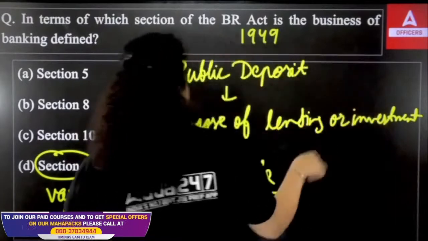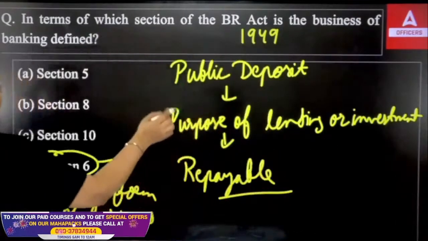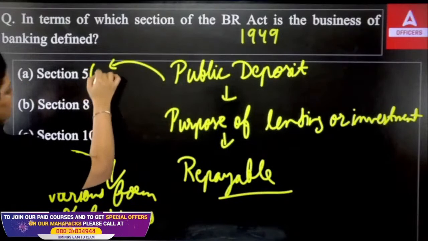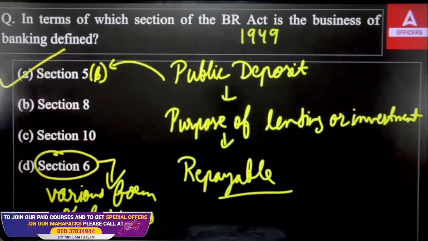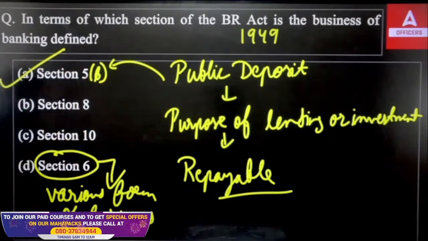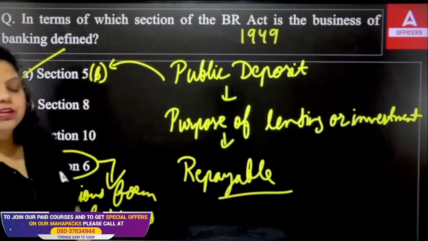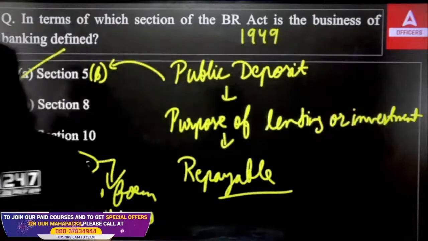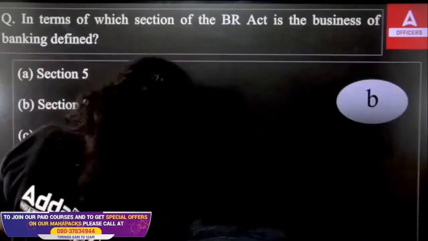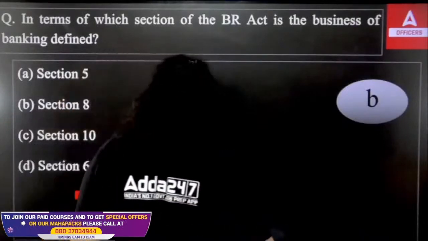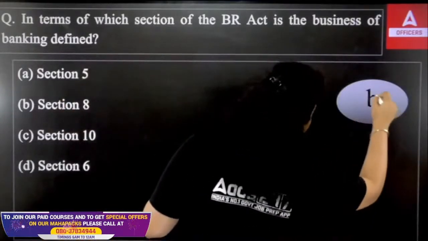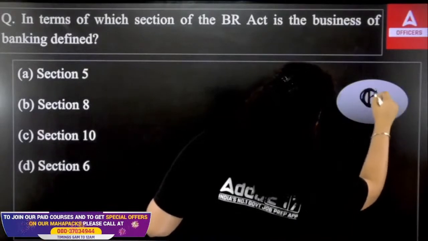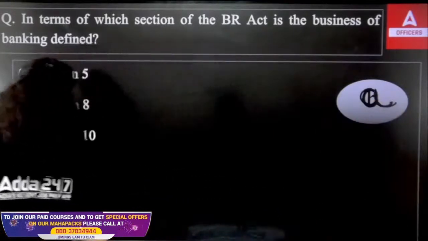Now this definition of business of banking is defined under Section 5B of Banking Regulation Act 1949. Okay, so right answer will be A option. Section 5B talks about the business of banking. Clear? So right answer is A. Okay, it is written B here. It's not B. The right answer is actually A. Okay, right answer is A, not B. In Section 5B it is defined. Next.